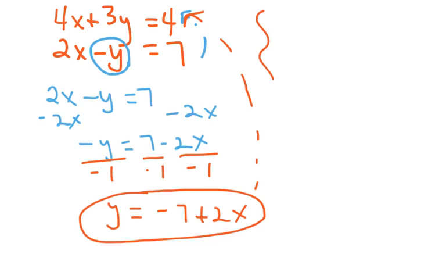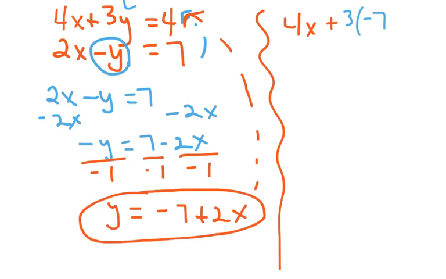So I'll make kind of a nice squiggly line here and do that. 4x plus, wherever I see a y, is where I'm plugging -7 plus 2x. Plus 3 times (-7 plus 2x). And that equals 4. Kind of ran out of room there. So let's distribute and combine some like terms. I have 4x minus 21 plus 6x equals 4.